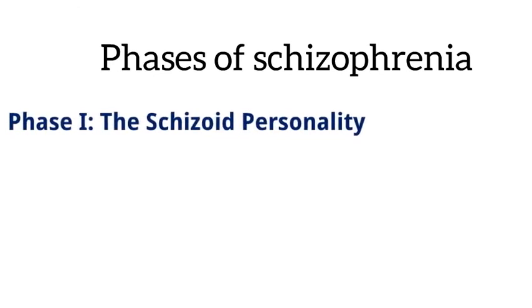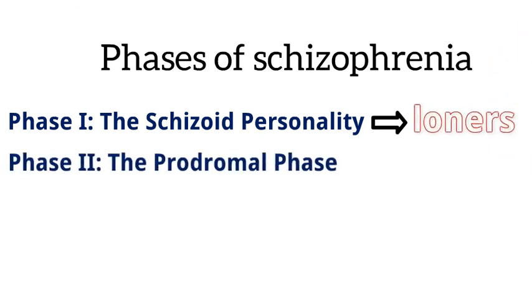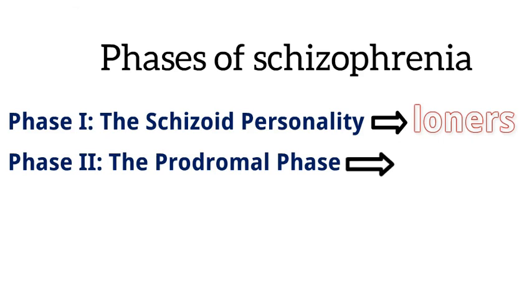Schizophrenia is a mental illness whose symptoms usually occur in phases. Phase number 1, the schizoid personality phase. Individuals in this phase are described as indifferent to social relationships and having a very limited range of emotional experience and expression. Described as loners. Phase 2, the prodromal phase. Characteristics of this phase include social withdrawal, impairment in role functioning, and neglect of personal hygiene and grooming. The length of this phase is highly variable and may last for many years.